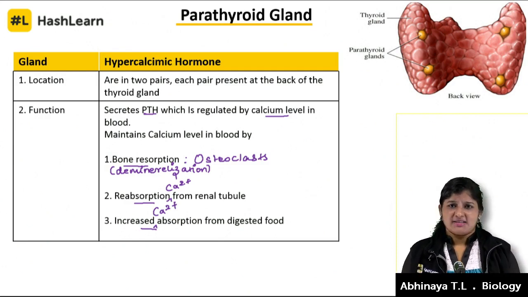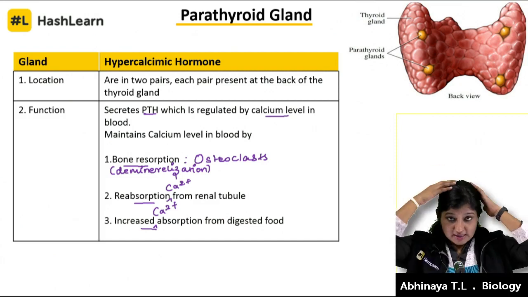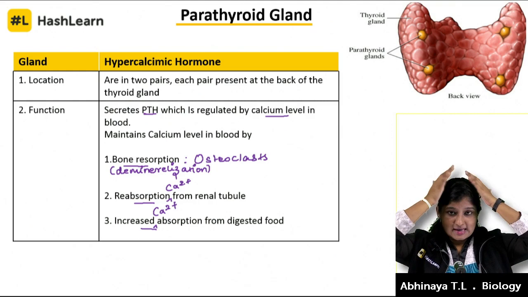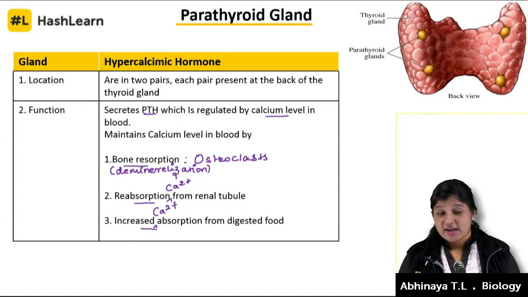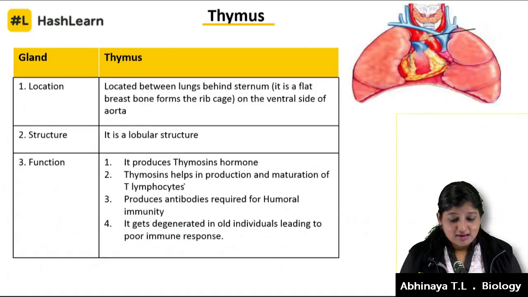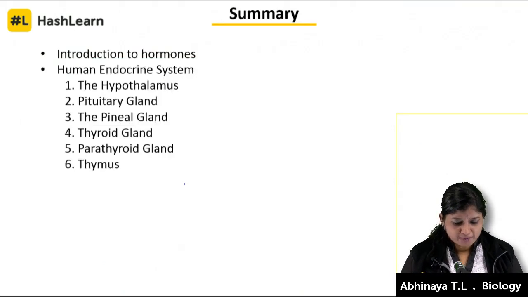So in this class, we have studied in detail the hypothalamus, the pituitary gland within the sella turcica. Then we talked about the pineal gland, then the thyroid gland, and the parathyroid gland. In our next class, we'll talk about the thymus, adrenal gland, and further glands too.